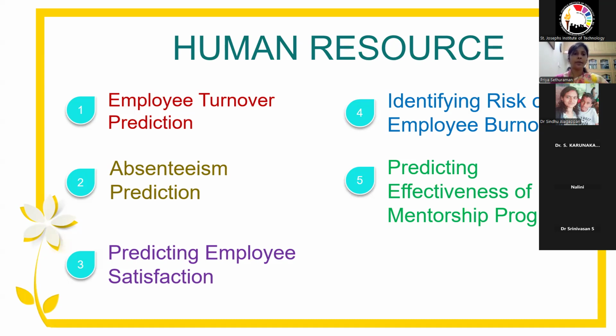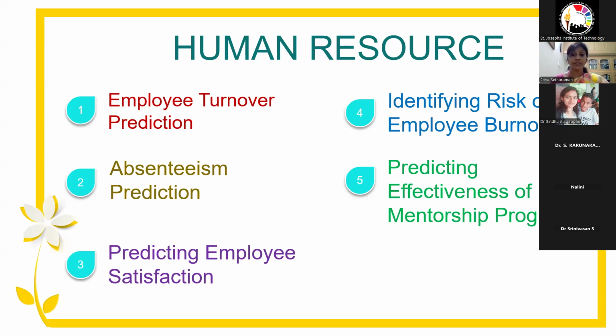Okay, and predicting employee satisfaction, that I mentioned earlier. And next comes identifying the risk of employee burnout. So whether he is burnt out or not. Okay, so that is the outcome variable, and this is a risk factor for the organization. And this can be found out by using the independent variables, such as whether he is stressed in the organization, whether his workload is more. Okay, with all those independent variables, you can find out the outcome variable.